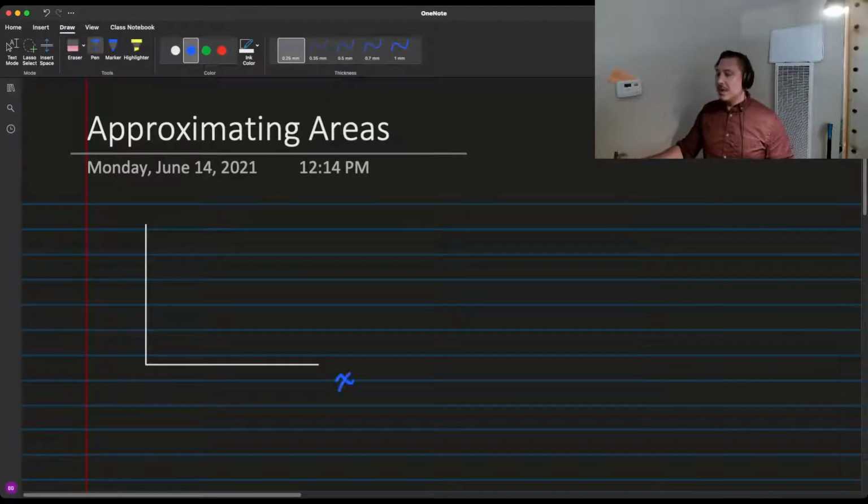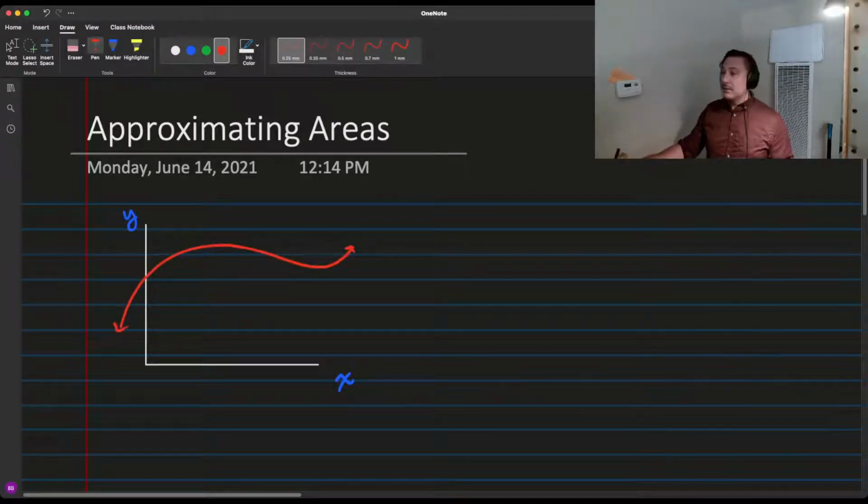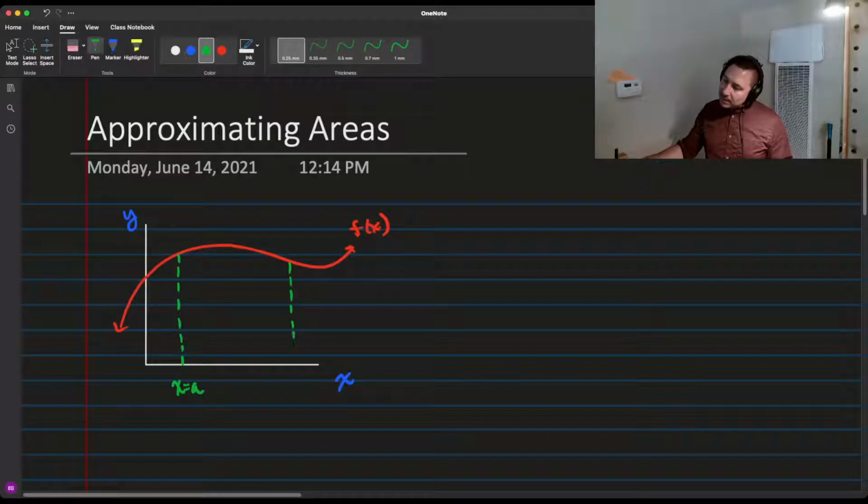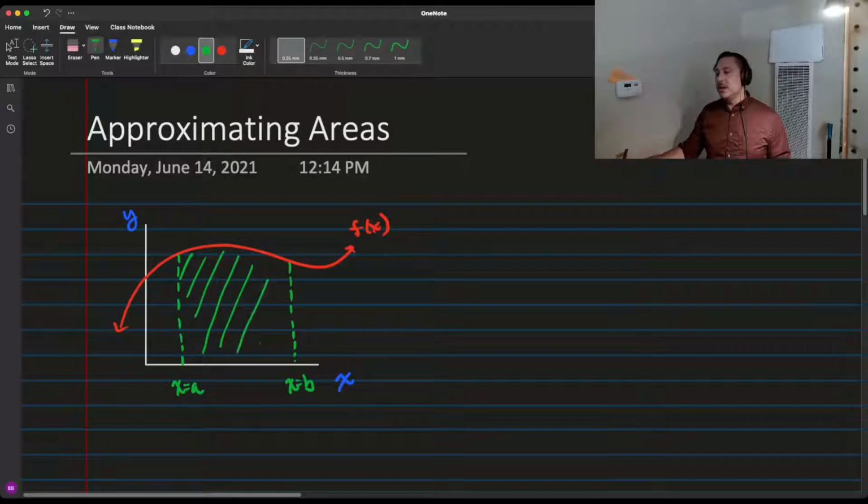Okay, so here we have our x and y axis. Here we have a function, our f of x. And let's say we have two x values. Over here we have x equals a. Over here we have x equals b. And what we're interested in doing is figuring out the area of this region here.